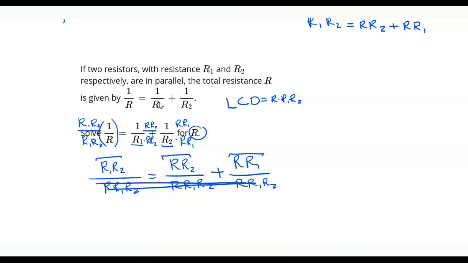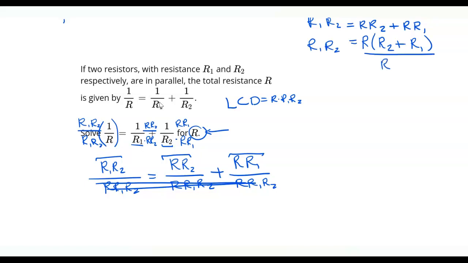Now we are solving for r in this case, and we got lucky. All of the r's, just the plain r, is on the same side. So we're going to do kind of the same thing we did before. Remember, we're trying to isolate that r, and so we're going to factor it out. So we factor out an r, we get r times r2 plus r1 is equal to r1, r2.